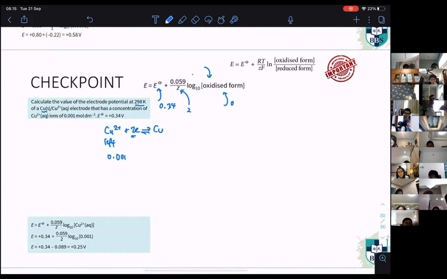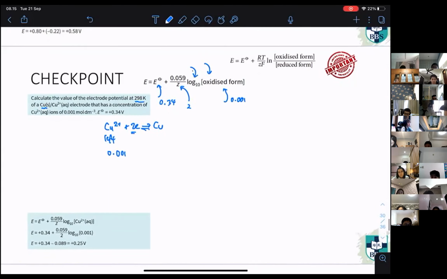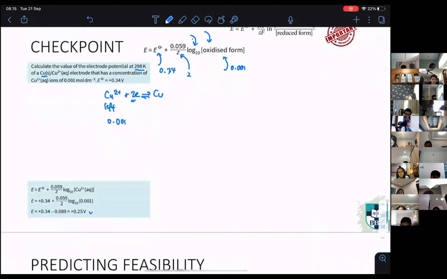So you put 0.001, and then it's log, because simplified log 10. Yeah, so if you use this, when you calculate the E value, you will get 0.25, which is similar to our prediction. What is our prediction?